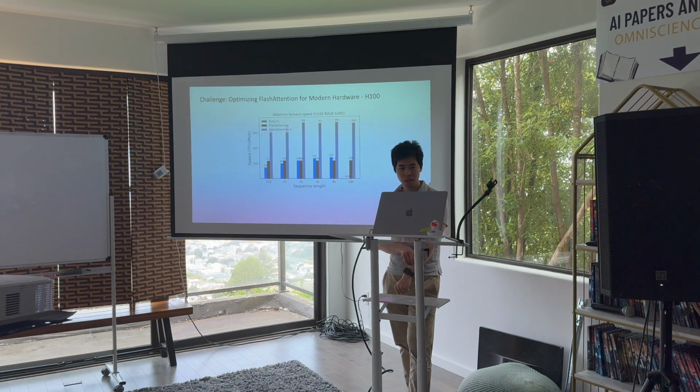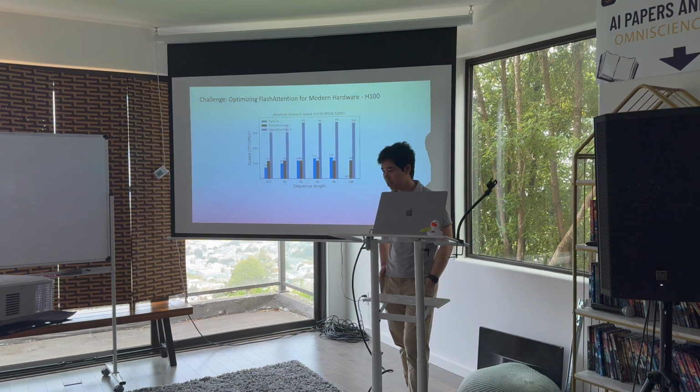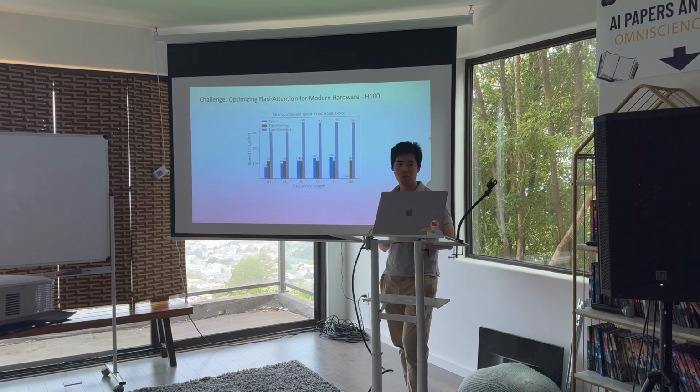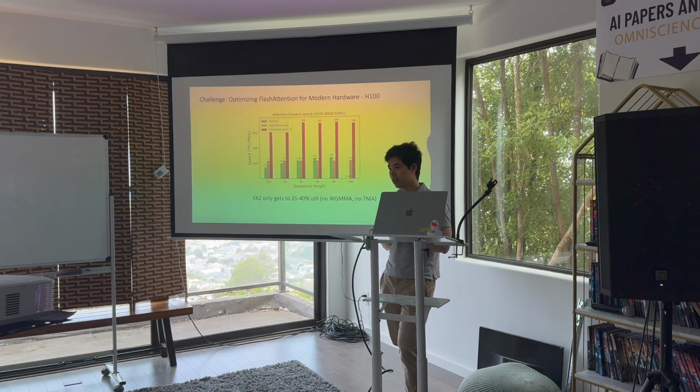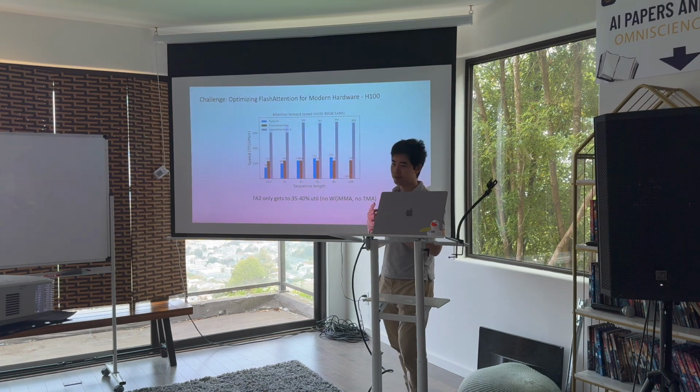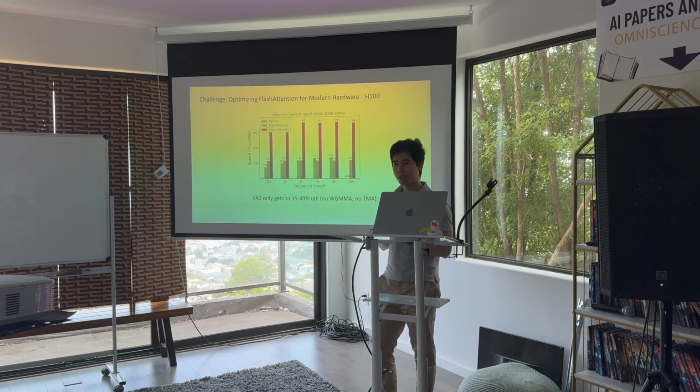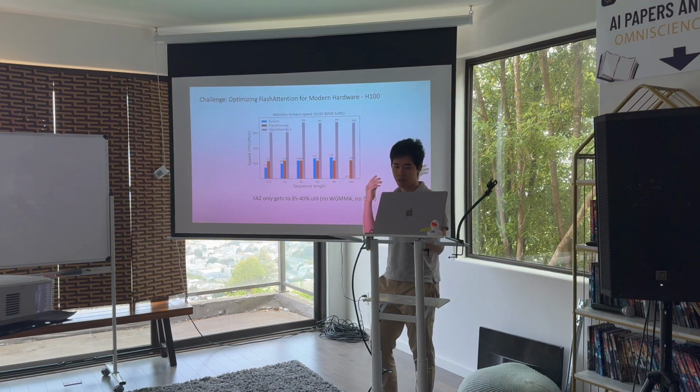So H100 is a challenge because the hardware is new. There's a bunch of new features, and the programming model actually changes quite a bit. So if we just use the old code from Flash Attention 2, we can only get to about 35 to 40% utilization. We can reach maybe 350 teraflops per second, while the H100 max flops is around 1,000 teraflops per second. Right. So that is the goal we set out to do, which is to optimize attention for H100, for Hopper.